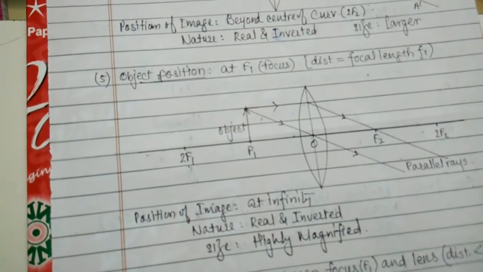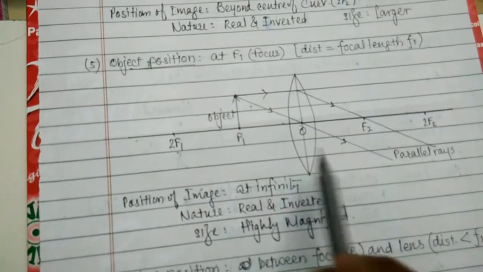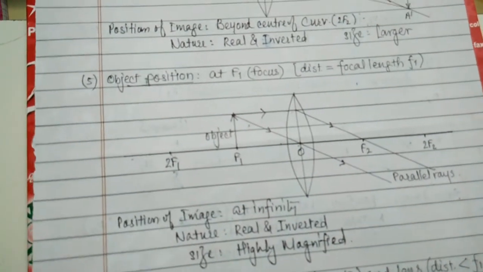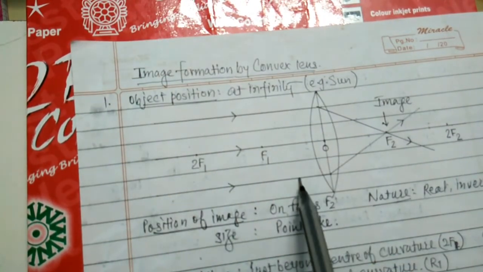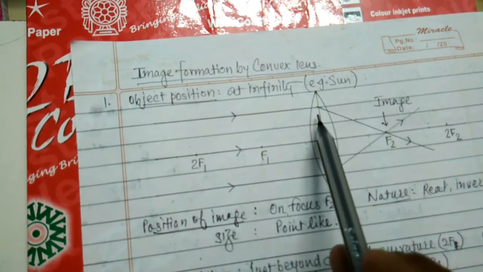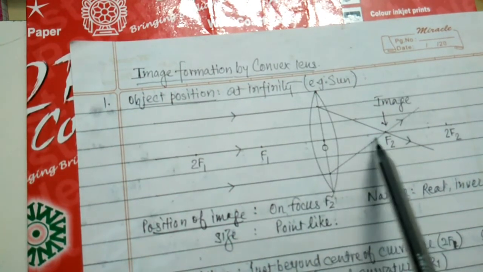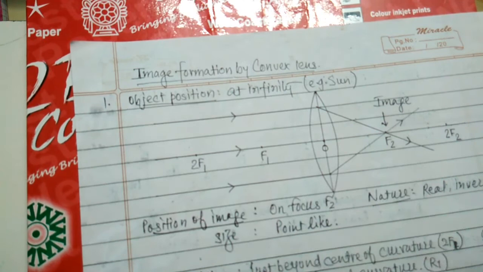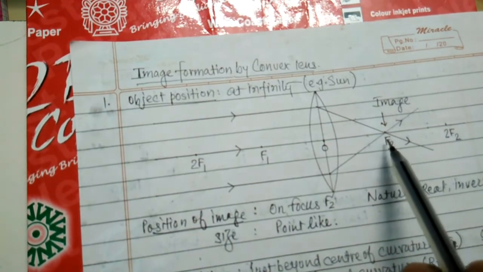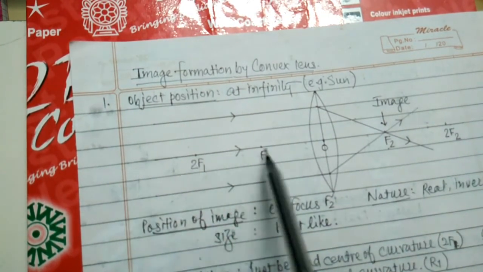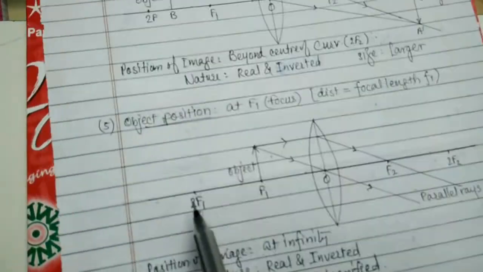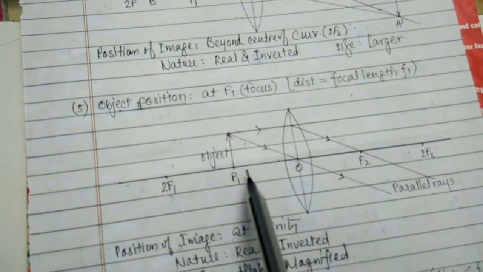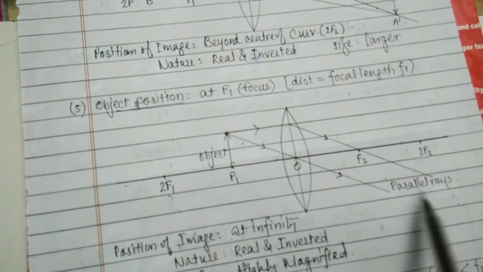Okay, this diagram is exactly opposite to our first diagram. Our first diagram is this: when parallel rays are incident on the convex lens, the image is formed at the focus. If the object is at the focus, then the image is formed at infinity. So our fifth diagram shows that if the object is on the focus, then the image is at infinite distance.